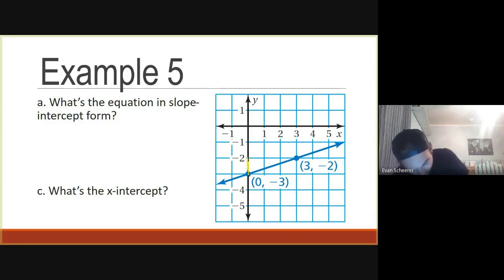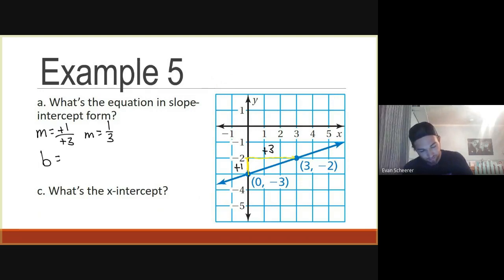We went up 1 and to the right 3. So if I go back to black, then we went plus 1, plus 3. So m equals plus 1 over plus 3. So m equals 1/3. Our b is going to be right here. That's our b, 0, negative 3. So we get negative 3. So therefore, y equals 1/3 x minus 3.